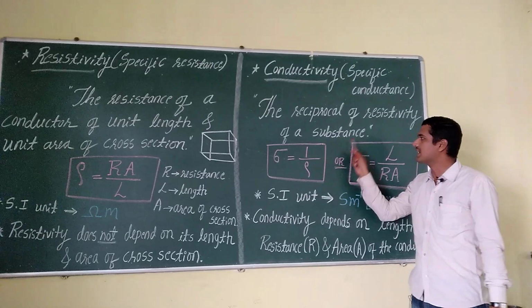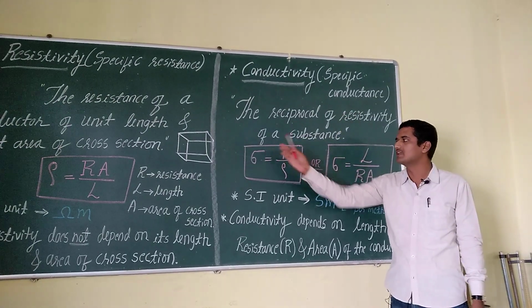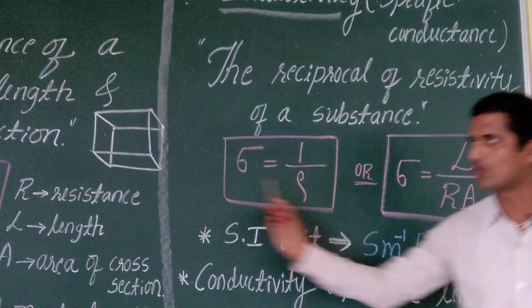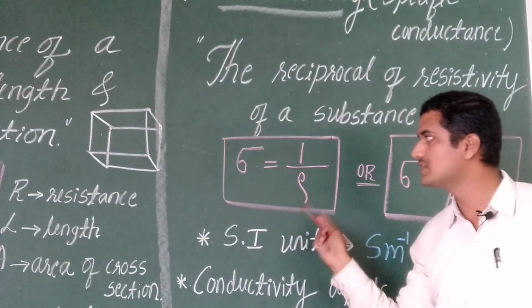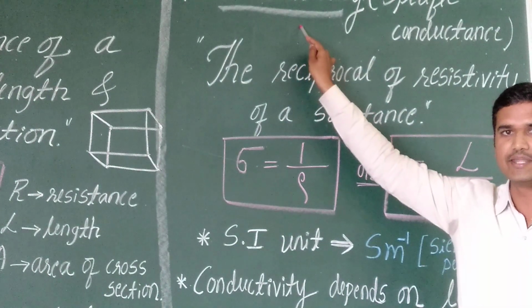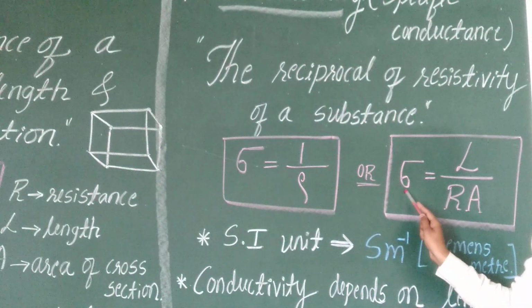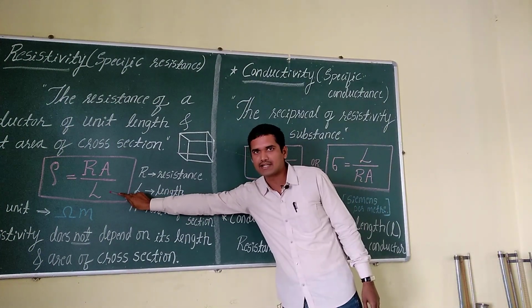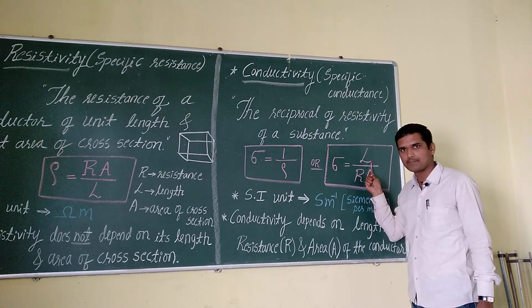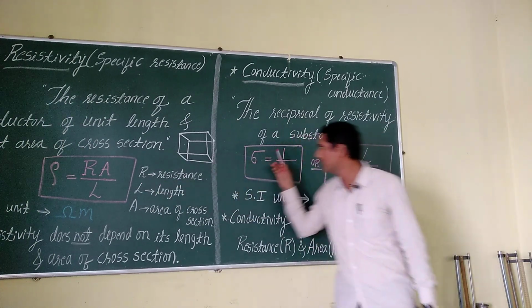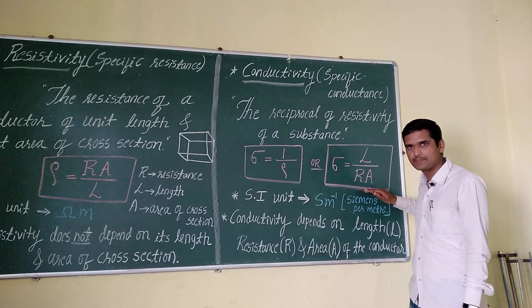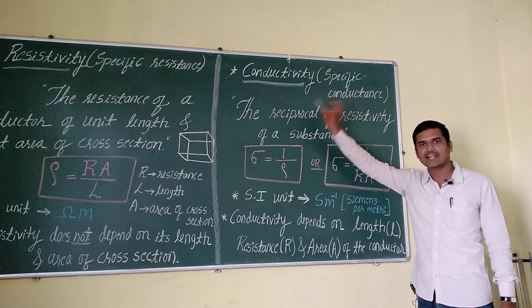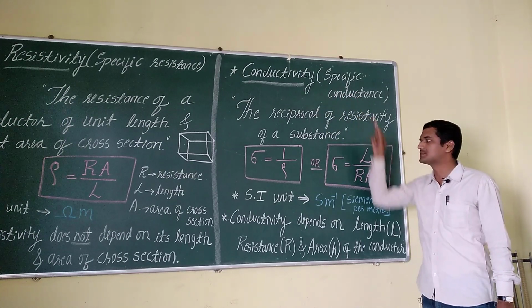Very simple. The reciprocal of the resistivity is generally called conductivity. You can observe the symbol here, it is rho. The reciprocal of this substance is called conductivity. Also, you can write it as sigma is equal to L divided by RA, because L is in the numerator here but in the denominator for rho, and RA is in the numerator for rho. When you take the reciprocal, it comes in the denominator, right? So the reciprocal of the resistivity of a substance is generally called conductivity, or also specific conductance.